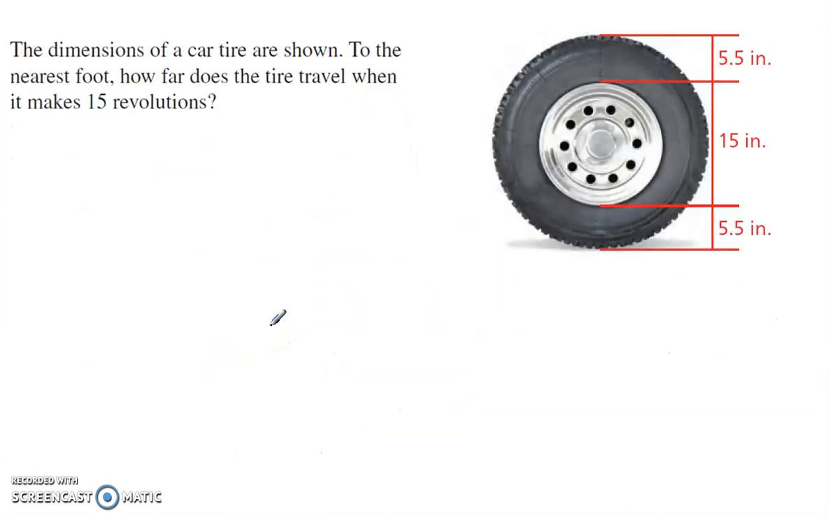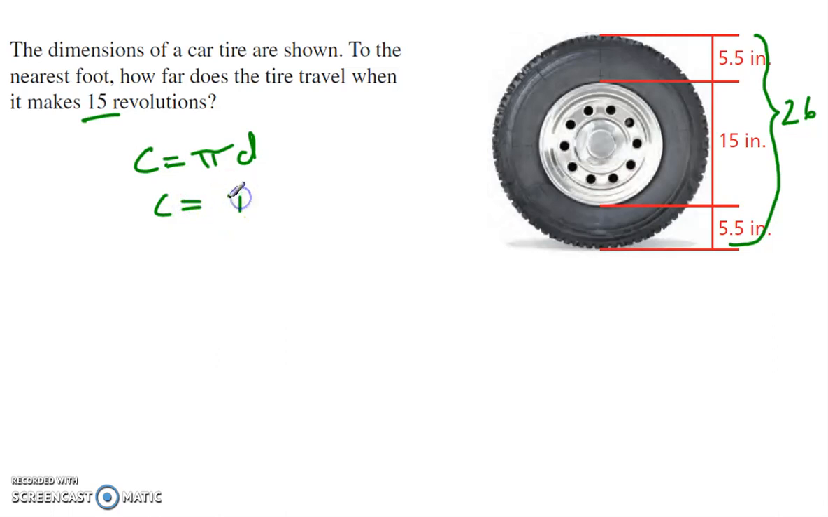Please don't confuse it. Okay, dimensions of a car tire are shown to the nearest foot. How far does the tire travel when it makes 15 revolutions? So first thing we want to find is the diameter. So we're going to add all these. So that is 26. Circumference is 2 pi r or just pi d. So circumference is pi times 26.